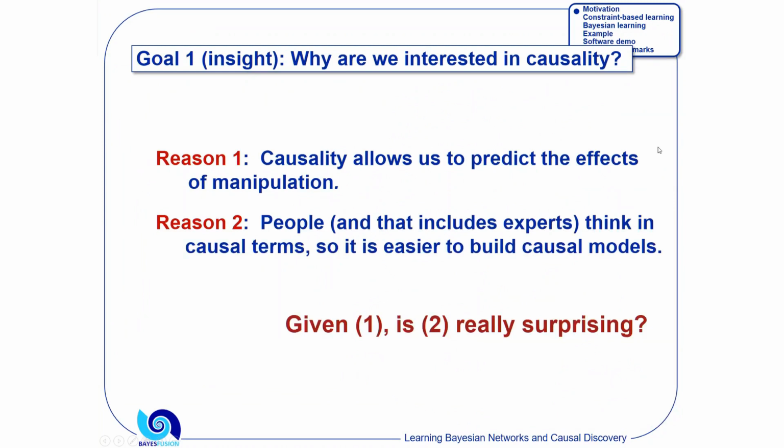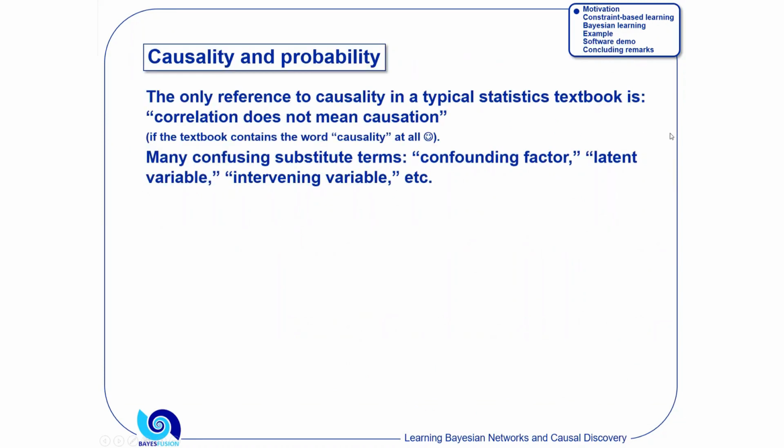Why are we interested in causality? Causality allows us to predict the effects of manipulation. It's a fundamental thing in science. Scientists want to know the causal structure. Most experiments that we do focus on discovering causality. And of course, when you construct models, people tend to think in causal terms, so it's easier to build causal models. Of course, the two go together, so it's not surprising that they do.